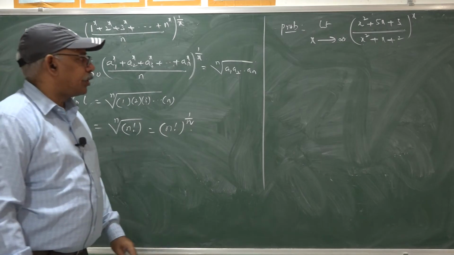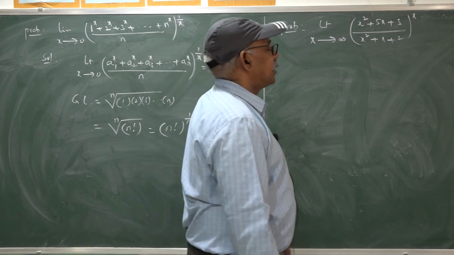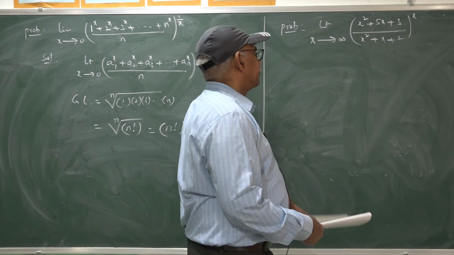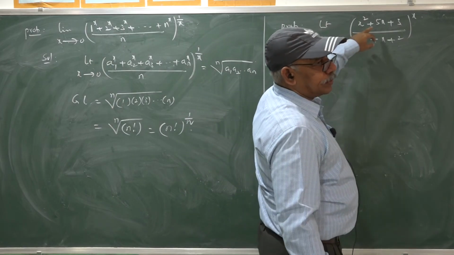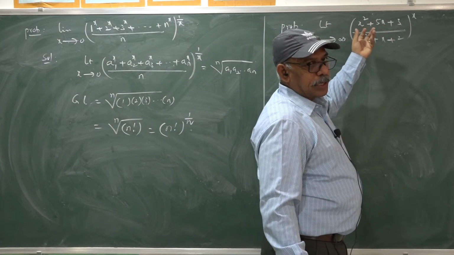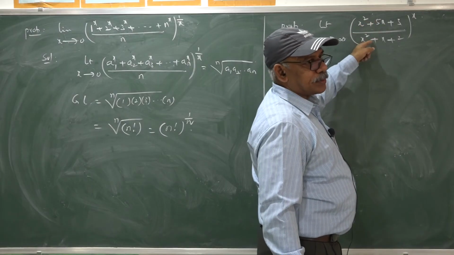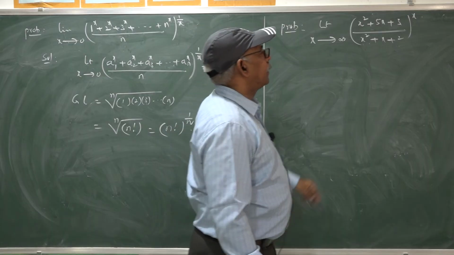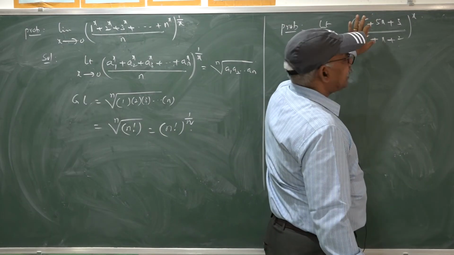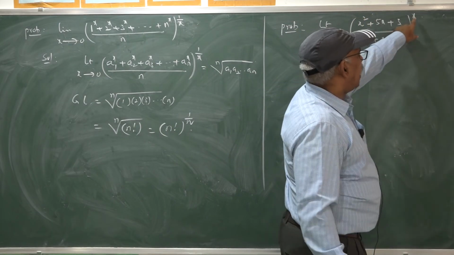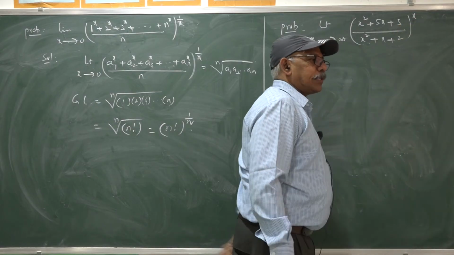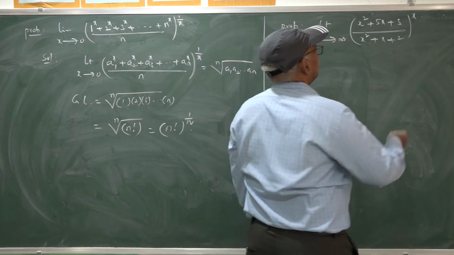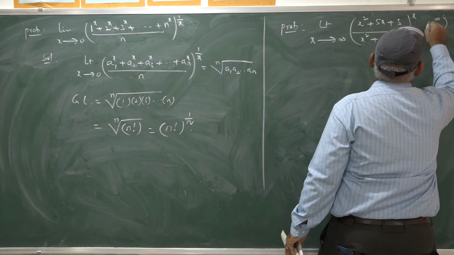Limit as x goes to infinity, (x square plus 5x plus 3 by x square plus x plus 2) whole power x. As x goes to infinity, the base function is a rational function of the form f(x) by g(x), where f(x) is a second degree polynomial, g(x) is also a second degree polynomial. This base function takes 1 as x goes to infinity, and the exponent function gives infinity. So it clearly takes the 1 power infinity form.